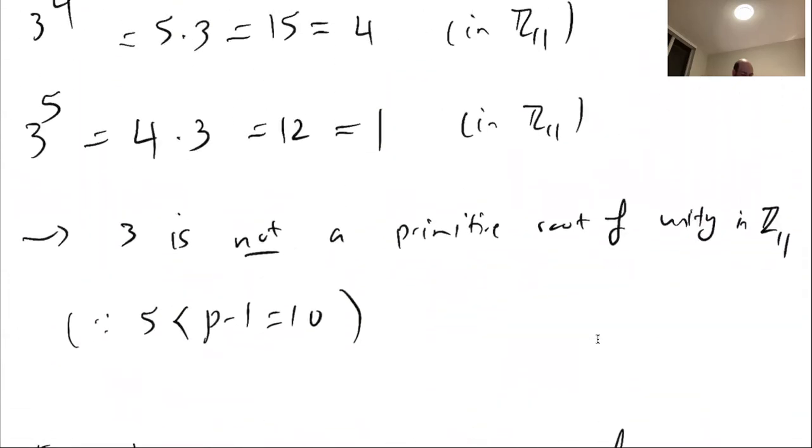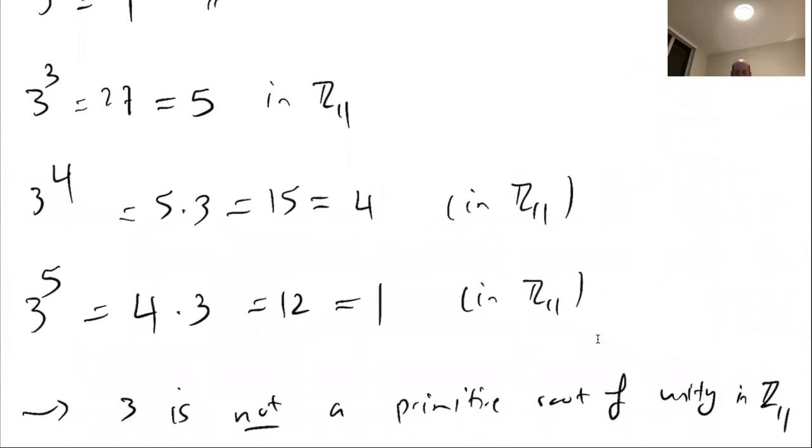But in the previous example, 3 was not a primitive root of unity because 3 to power 5 was 1. Of course, 3 to power p minus 1, which means 3 to power 10, is still 1. But 3 to power 5 is also 1. So p minus 1, which is 10, is not the smallest power that gives us 1 in the case of r equals 3, because 3 to power 5 is also 1. And in that case, r equals 3 was not a primitive root of unity.